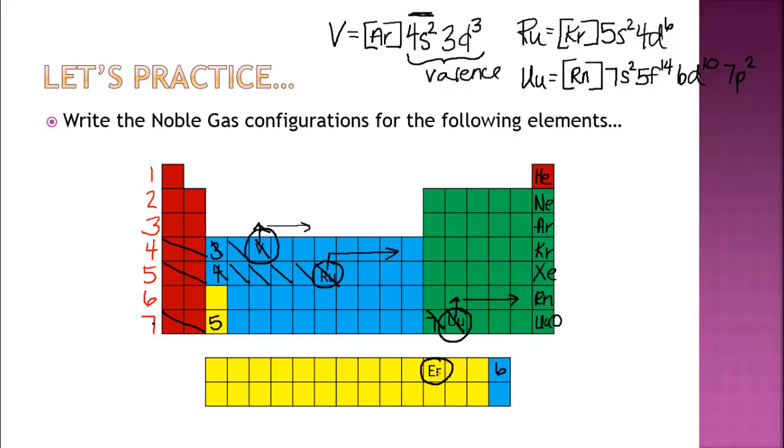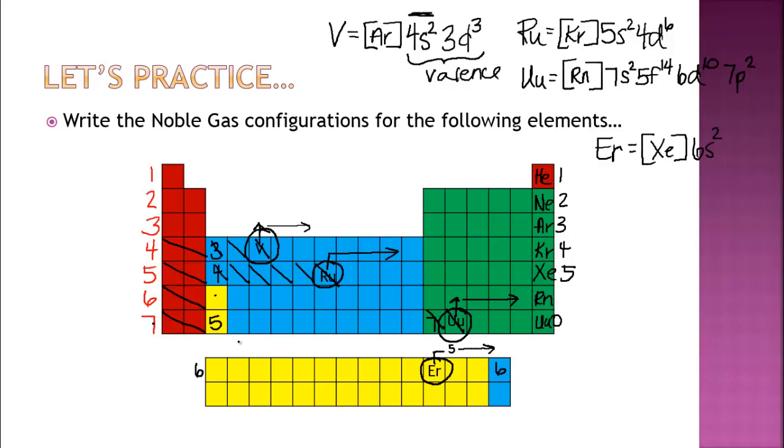And finally, Er. Now, we have to remember, since it's down here, we can't just go one over and use UUO. Remember, this is in the 6th energy level. So that means we need the noble gas that is in the 5th energy level. So we go to 5 all the way over, which is 1, 2, 3, 4, 5. So it's going to be xenon. We're going to put xenon in brackets. And then we go from the 6th period. So we have 6s2.